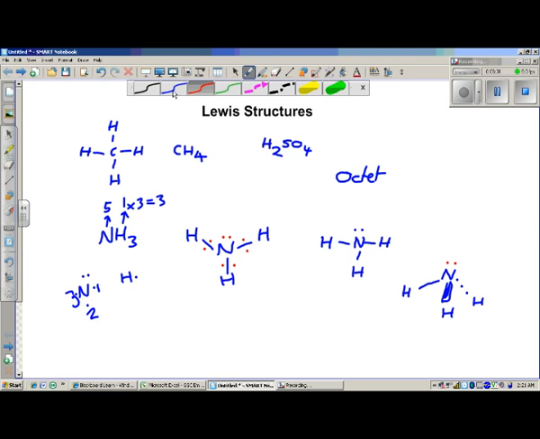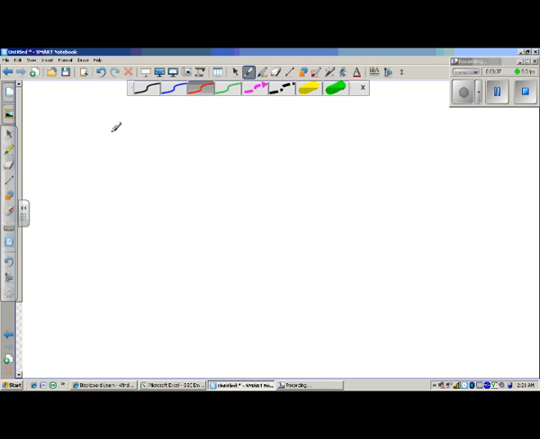Okay, let's look at another example. All right, let's move on to another slide. Let's say, for example, we were to do something like methanol, or perhaps, what if we were to do, I'll just delete this. What if we were to do acetone? And that has a formula of C2H6O.